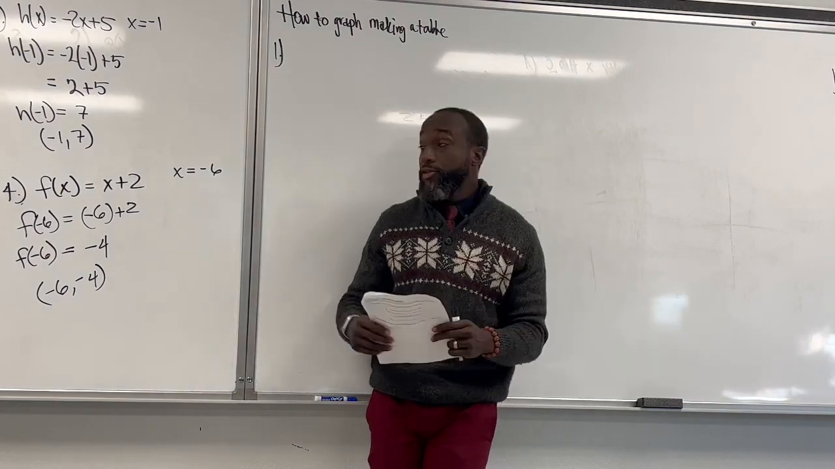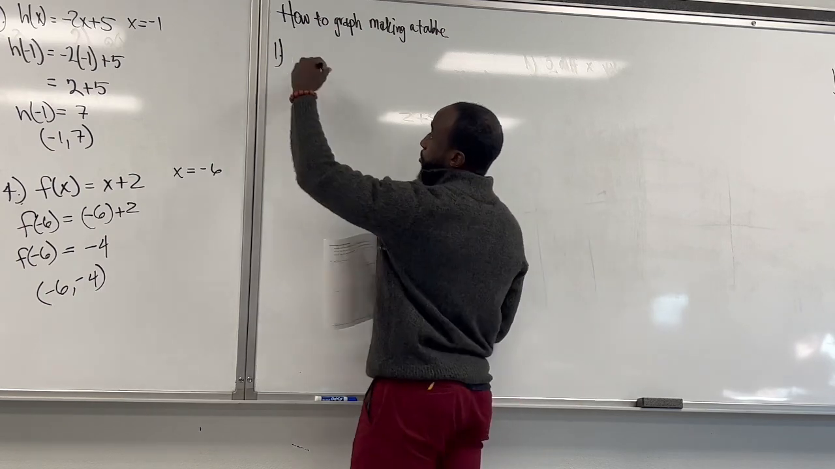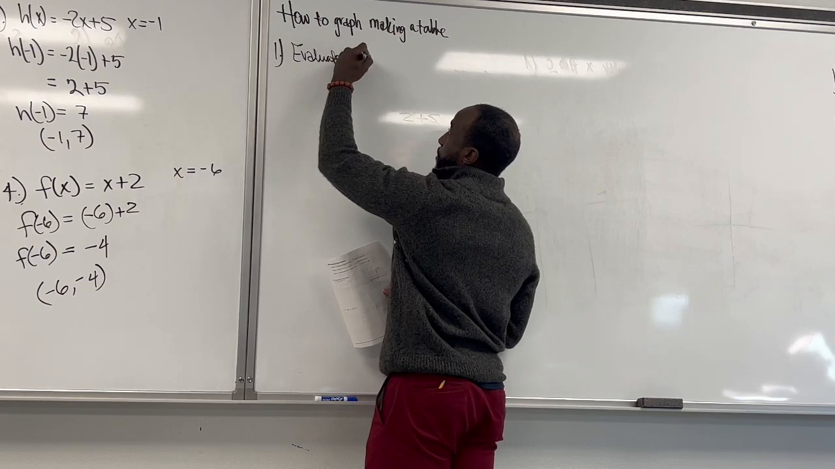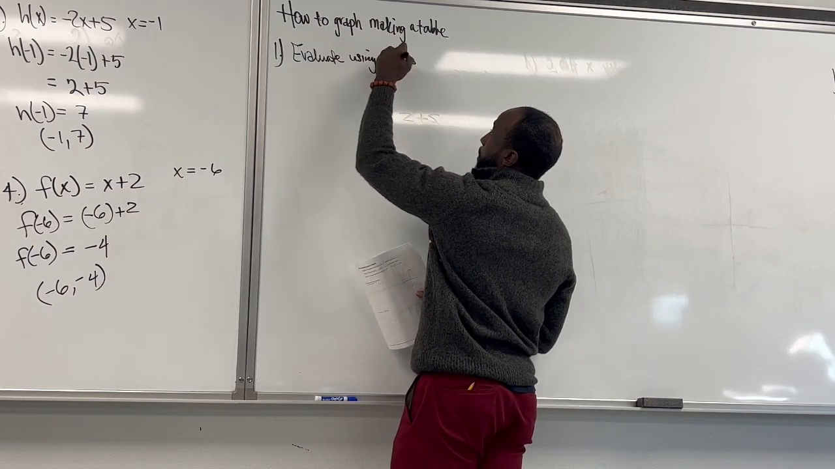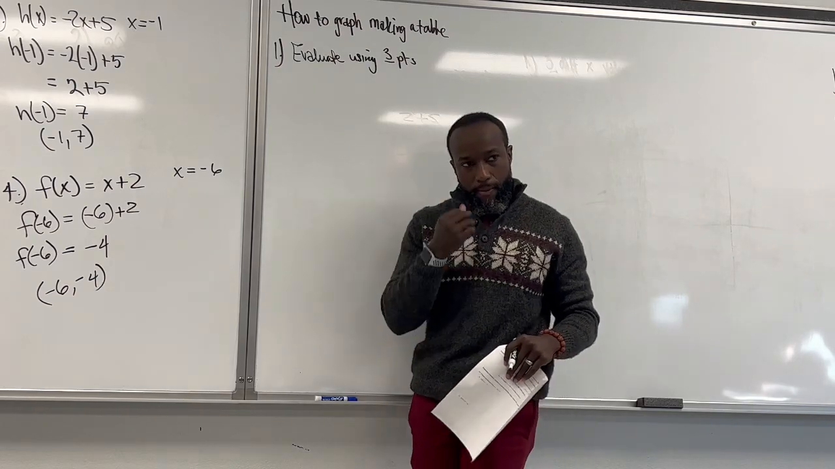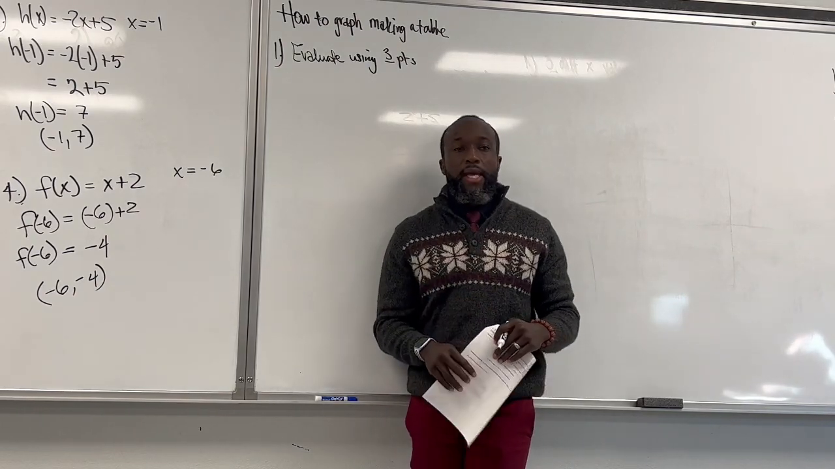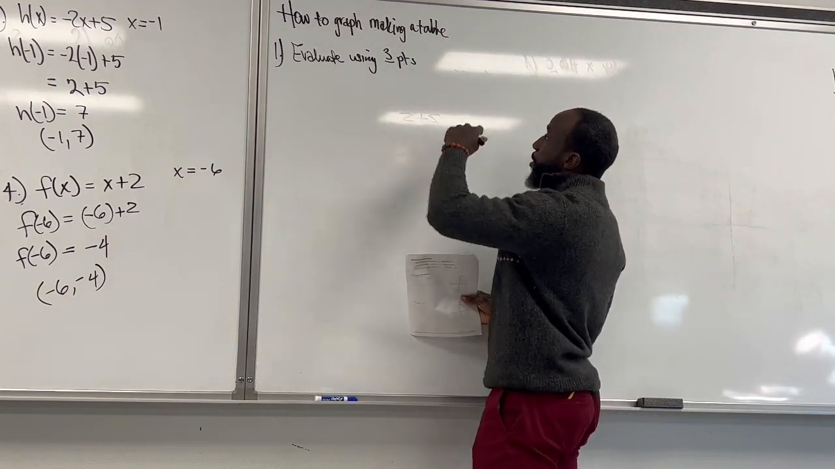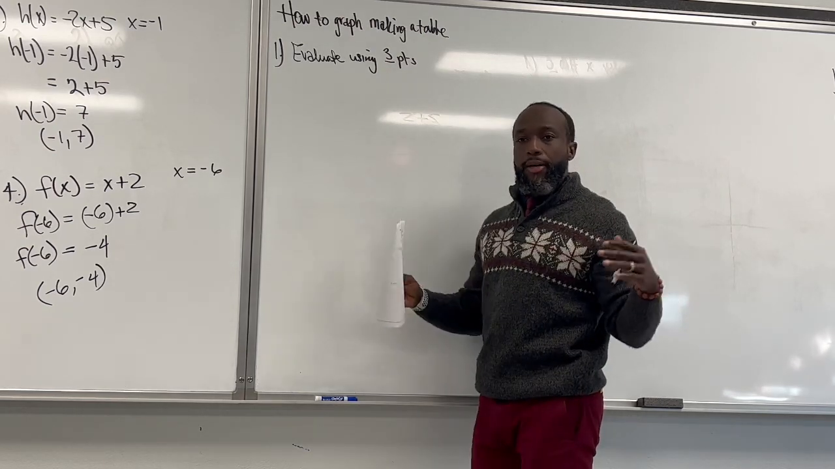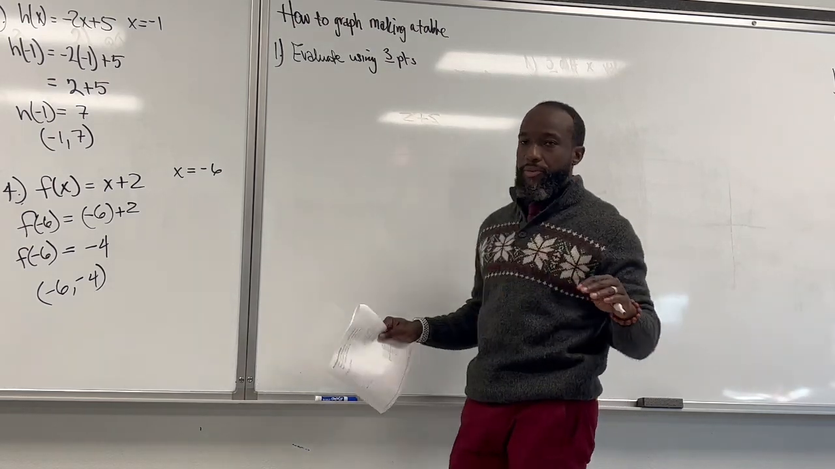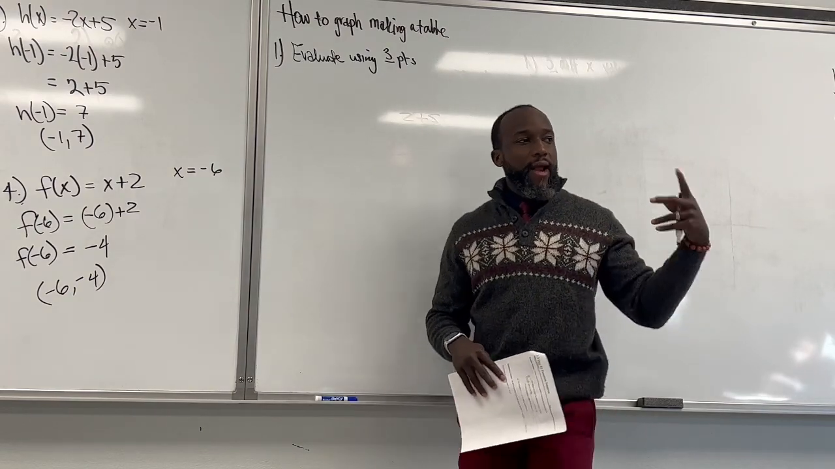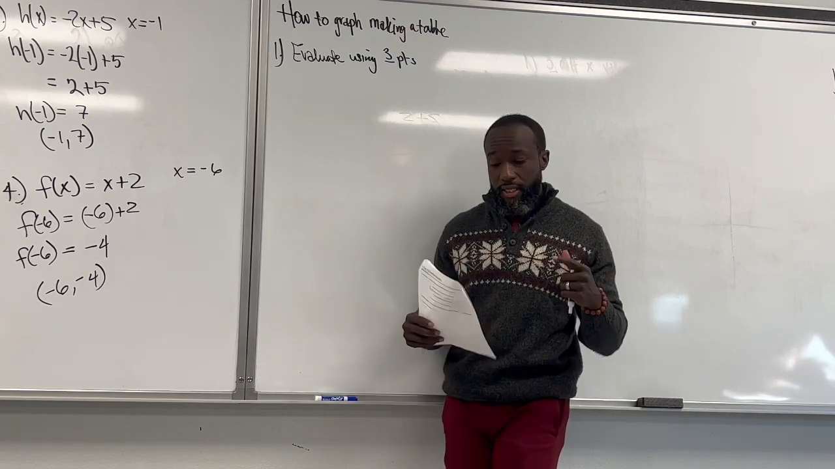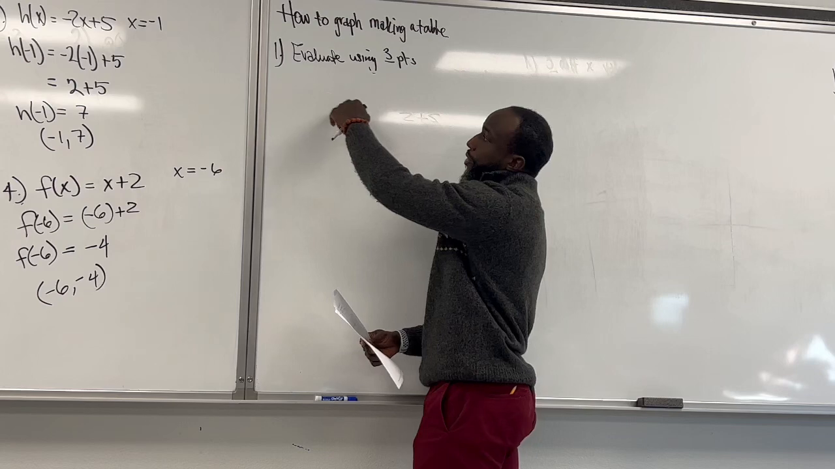Alright, so the first thing you want to do is evaluate using 3 different points. And so typically when you have the number connected to the x being a whole number, you can use any points that you want. But when you have a fraction connected to the x, you want to use multiples of the denominator. And I'll say that again in a second. So first thing you want to do is evaluate, get your 3 points, right?